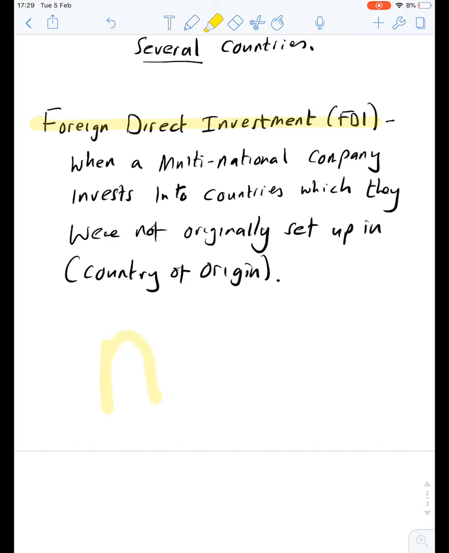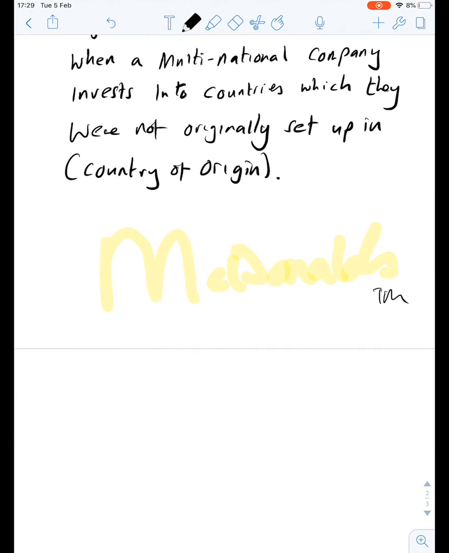So let's give you an example here. Let's go to the highlighter. Let's think about McDonald's for an example. McDonald's, they actually originate from the United States of America, but they have set up businesses in other countries around the world. And in doing so, they have invested into other countries around the world. So for an example, when McDonald's set up a fast food restaurant in, say, the UAE, they needed to employ staff. This means that staff receives a salary, which is a way of McDonald's investing into the UAE.